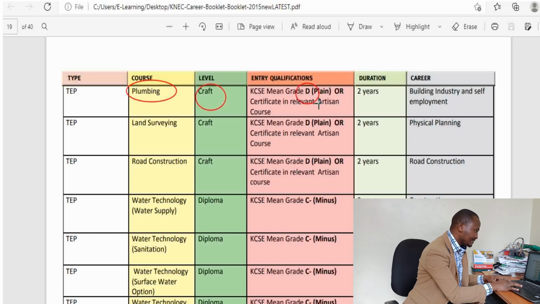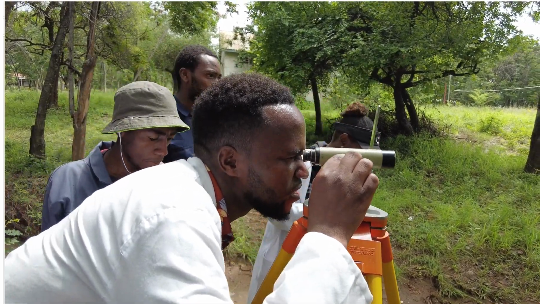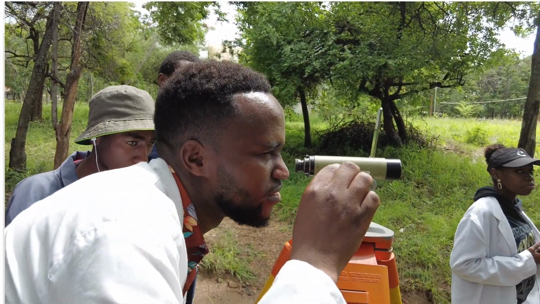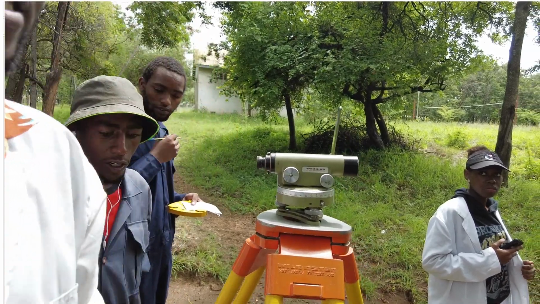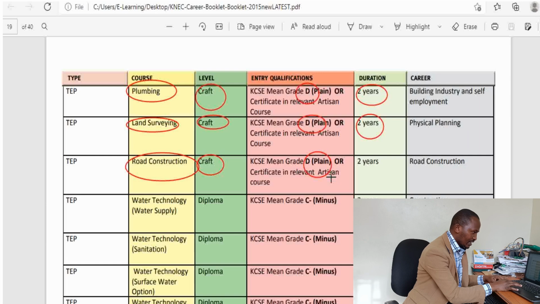The entry grade is the same, C-, and it will take the same duration of 2 years. There is a certificate course in land surveying, and the entry grade is a D+. It will also take 2 years. There is a craft course in road construction. The entry grade is the same, and it takes 2 years.